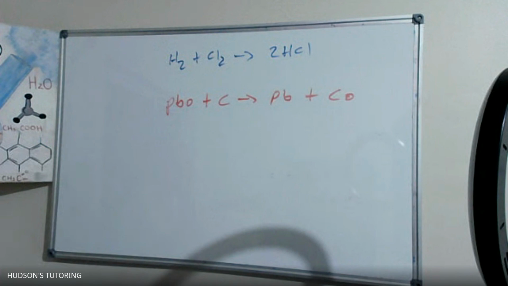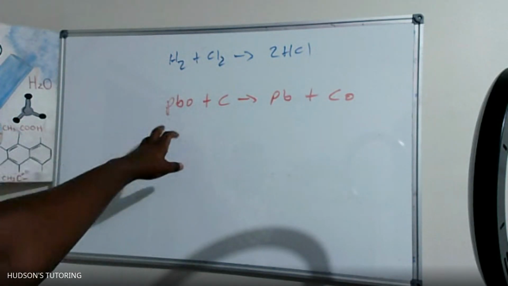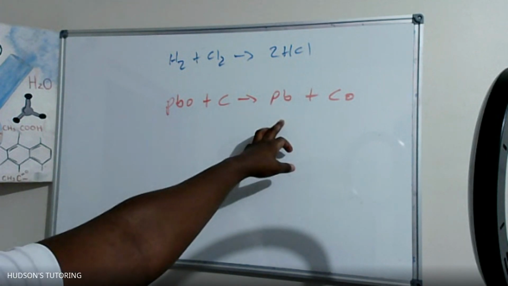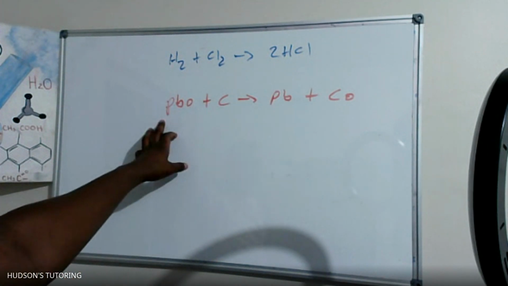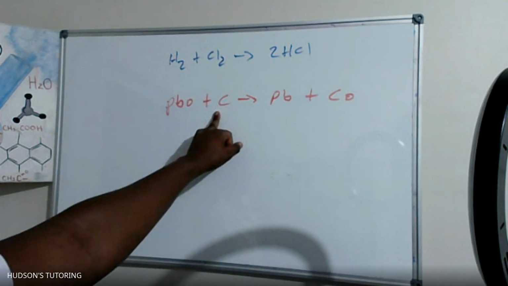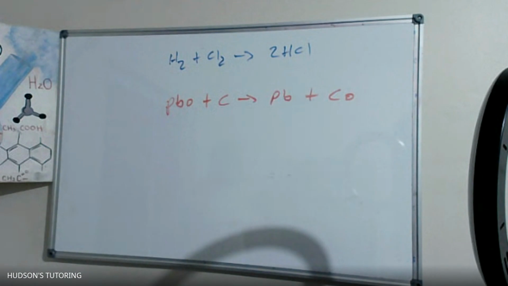Make sense? Look at the reaction, guys. So this is lead oxide, right? It moves from lead oxide to lead. So can we say then that lead, since it would have lost oxygen, is reduced, while the carbon gains oxygen, hence oxidized? Make sense? Excellent. Good work.